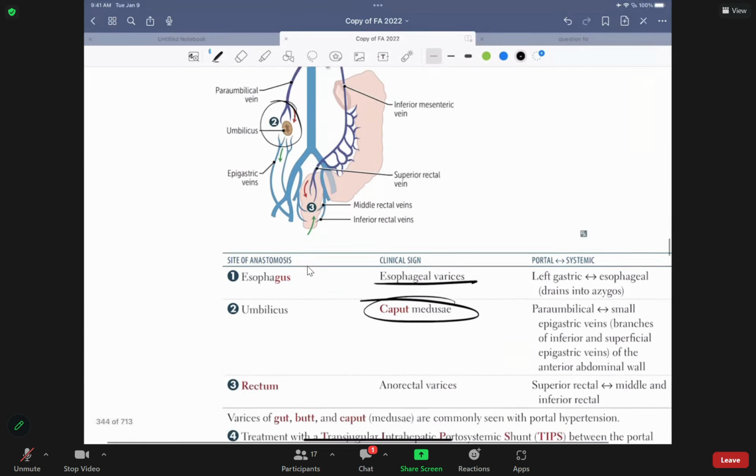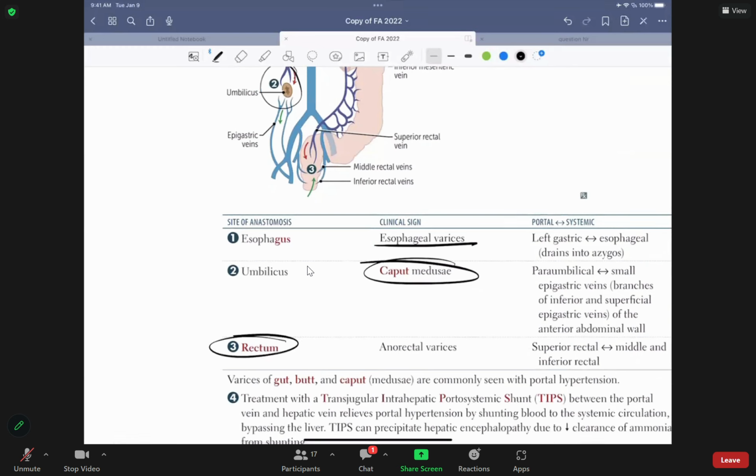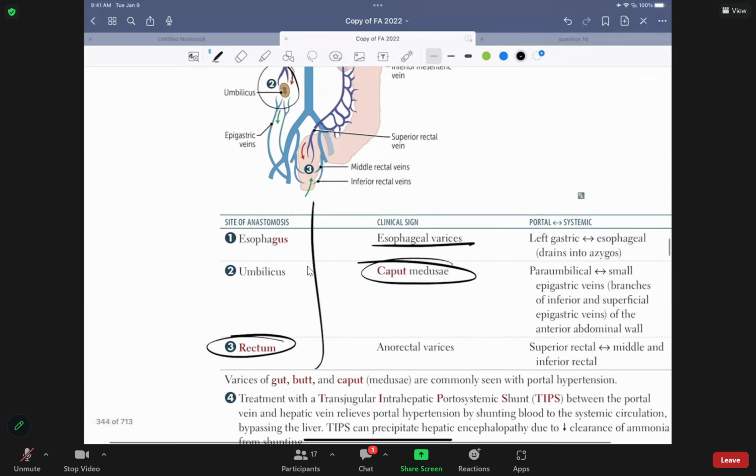The third connection is in the rectum. So we should know the normal connections first. There's a normal connection in the esophagus. There's a normal connection in the umbilical area. There's a normal connection in the rectum. Now, when there is portal hypertension, all those three locations are going to receive more blood than usual. Agree, folks? So what will be the symptom in the rectum?